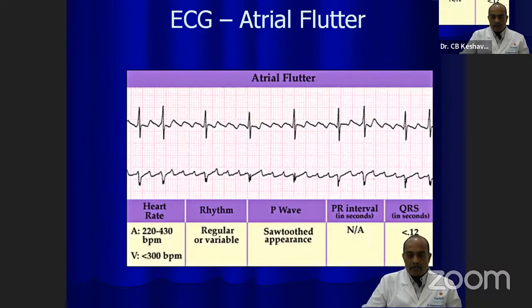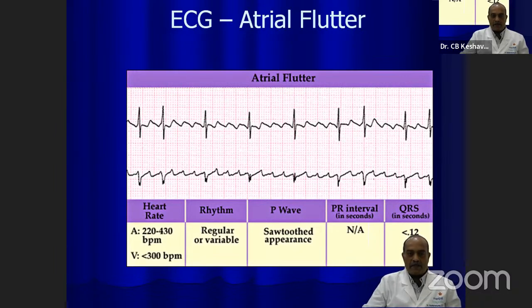Now, some of the pathological arrhythmias: when the atrium gets enlarged and becomes dysrhythmic, this condition occurs. This is called atrial flutter. You see that the rate is between 220 to 430. The ventricular rate is usually controlled by the AV node. That means not all the P waves are conducted to the ventricles.